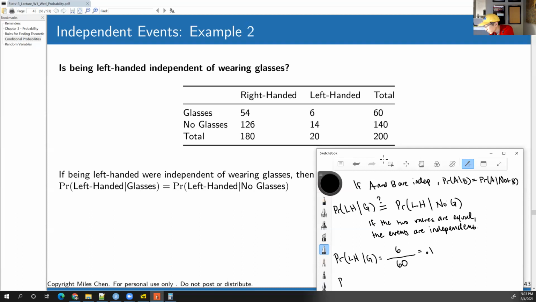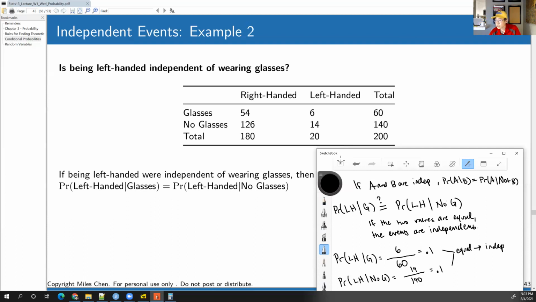Okay, and let's check the other. What's the probability that somebody is left-handed given no glasses? How many people don't wear glasses? 140, that's going to go in our denominator. And how many people are left-handed and don't wear glasses? 14 out of 140. So here we also get 0.1. So 0.1 is equal to 0.1. They are the same, and therefore the events are independent. Equal means independent.